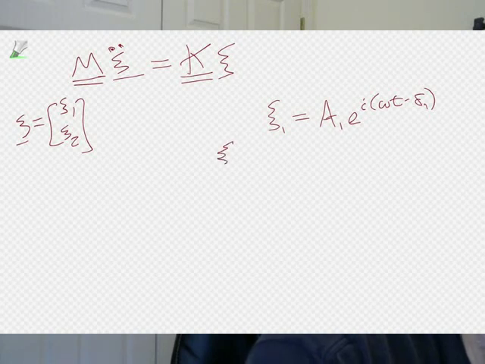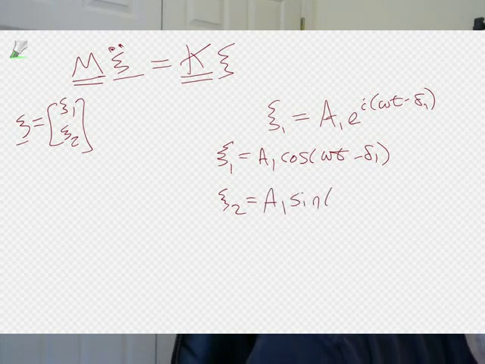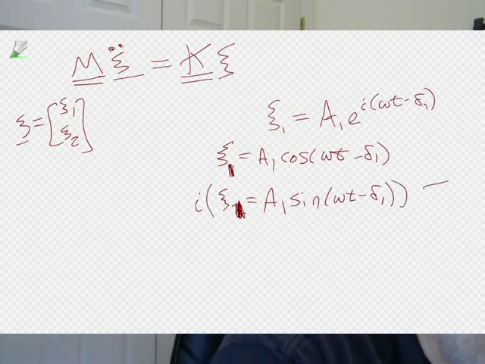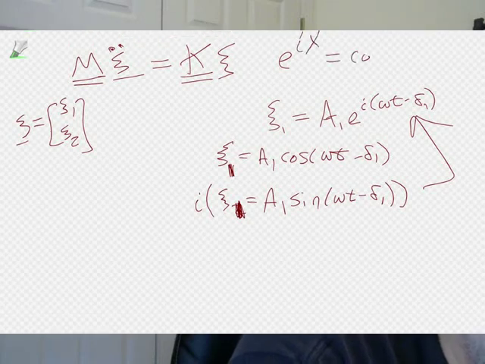We were trying a solution xi 1 is A1 cosine omega t minus delta 1, and then we were also trying the solution xi 1 is A1 sine omega t minus delta 1, right? We were trying those two solutions at the same time. Both of these are xi 1. We were trying two different solutions at the same time, which just means if I multiply this whole thing by i and add them together, I get that because of this Euler thing, right? e to the ix is equal to cosine x plus i sine x, yet another thing named after Euler.